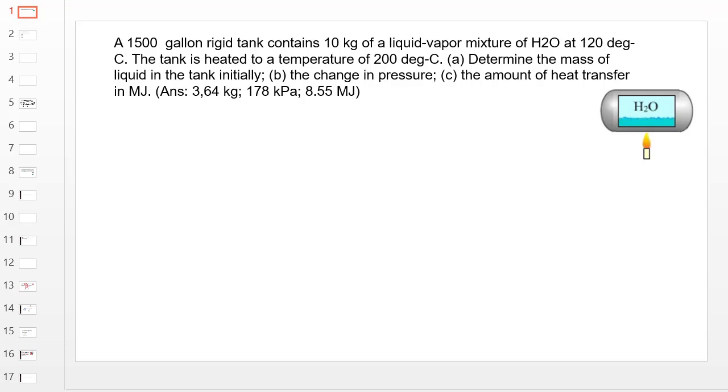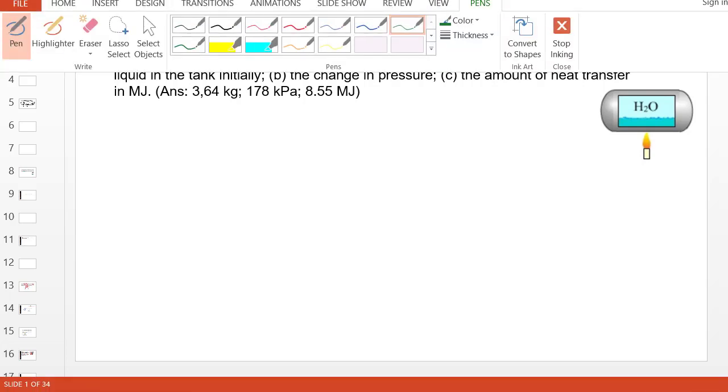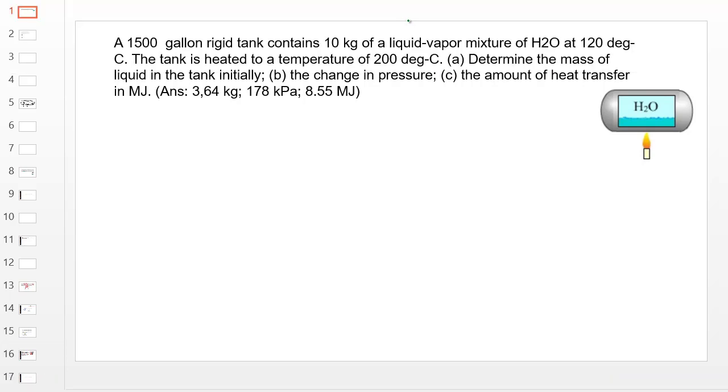We have a problem here where we have a 1500 gallon rigid tank, and this tank is filled with H2O, a liquid vapor mixture, and the initial temperature is given to us. The mass and volume are known, and then the tank is heated to a final temperature of 200 degrees Celsius. We have to find the mass of the liquid in the tank initially, the change in pressure, of course the pressure will increase as you can imagine, and the amount of heat transfer.